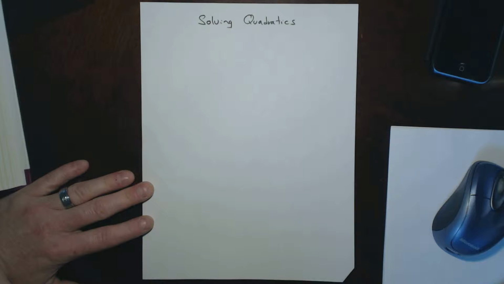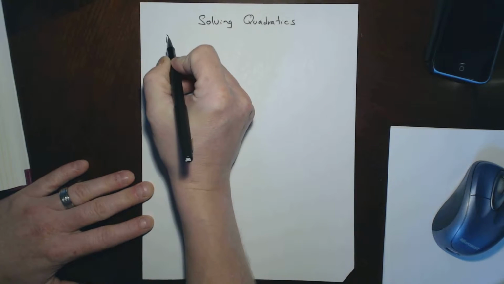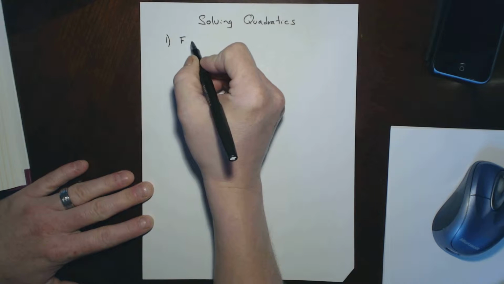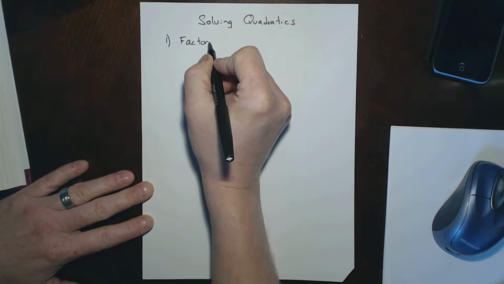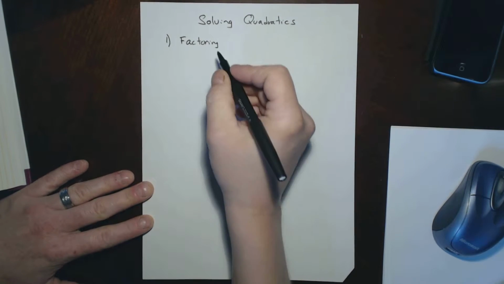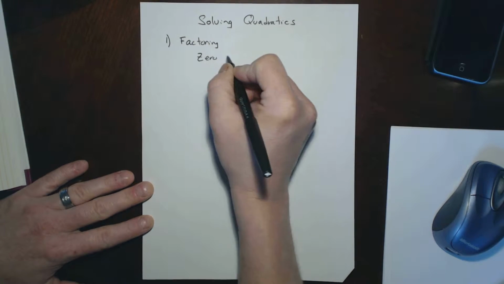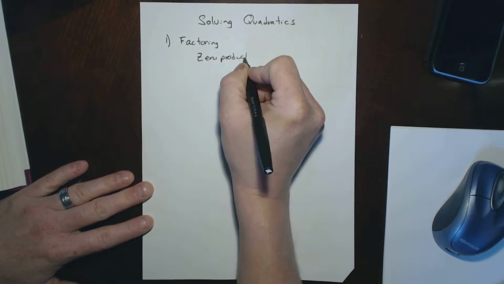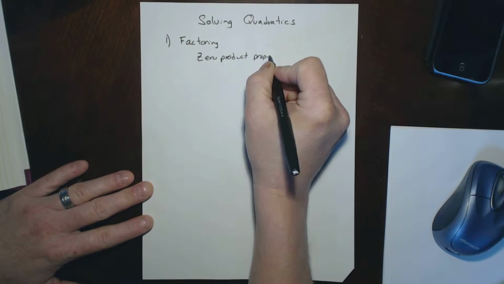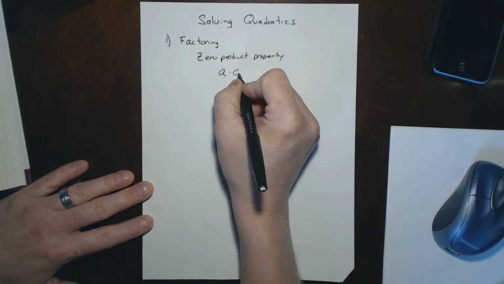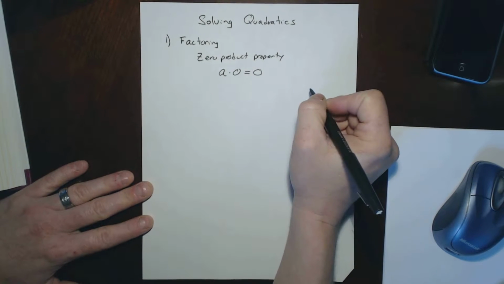Quadratics. When you're solving your quadratics, the first thing that you want to try to do is something called factoring. Factoring works because we have something called the zero product property. The zero product property says that anything times 0 is equal to 0.